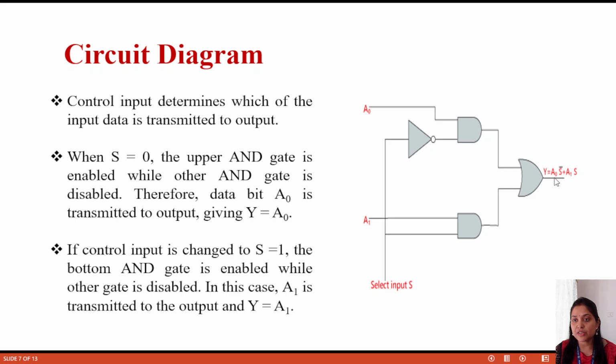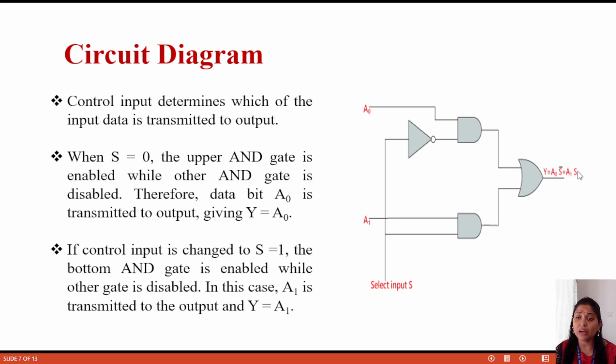First of all, A0 and S bar is one combination. A0 we directly give as an input of this AND gate, and S bar, that means the select input, passes through a NOT gate, then it is S bar, then enters this AND gate, and it comes out as A0 S bar, okay. Then A1 and S: A1 is directly sent to this AND gate, and it comes out as A1 S. Then the two outputs of these AND gates you have to pass through an OR gate. The final expression will come out.